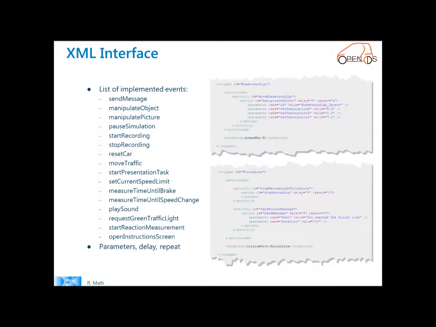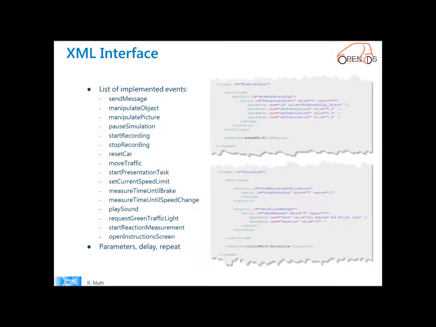The move traffic event would be used for placing traffic. Reset car is for placing your own car, maybe if you want to set it to the start position, or if you have a second drive, you could use this trigger to place it at a second position. Here there are some other events that might be helpful. Play sound, maybe for some special driving tasks.